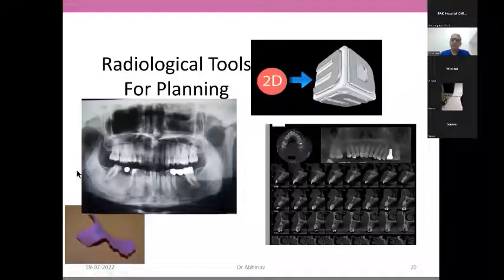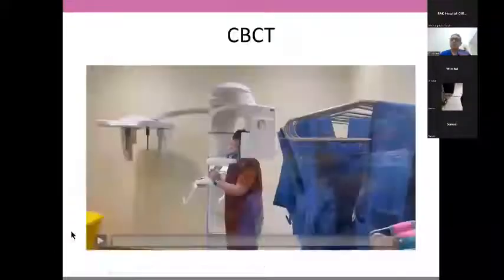Conventionally, these are the 2D images that we take: panoramic X-ray, OPG, IOPA, which we do in general dentistry normally every day, and they still exist. However, we don't have enough information coming through it. So it's a 2D image of a 3D object, so it misses out on the depth or the thickness of the bone. So that is why we take cone beam CTs.